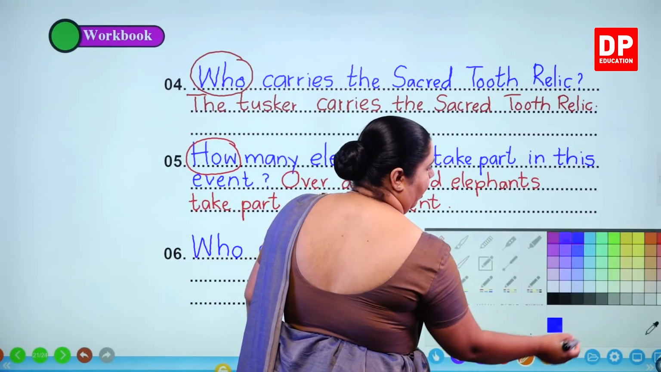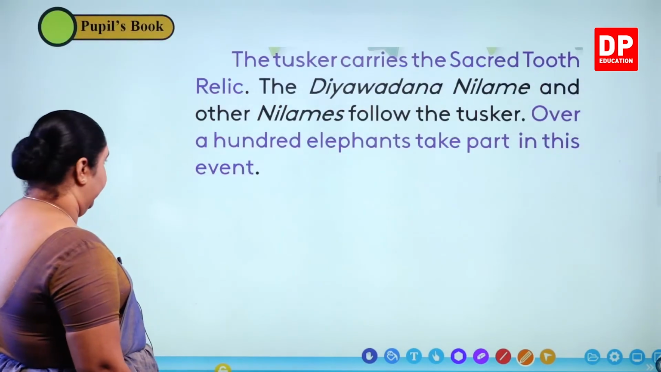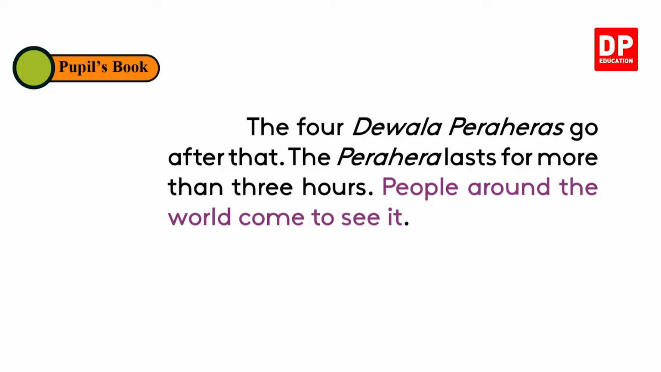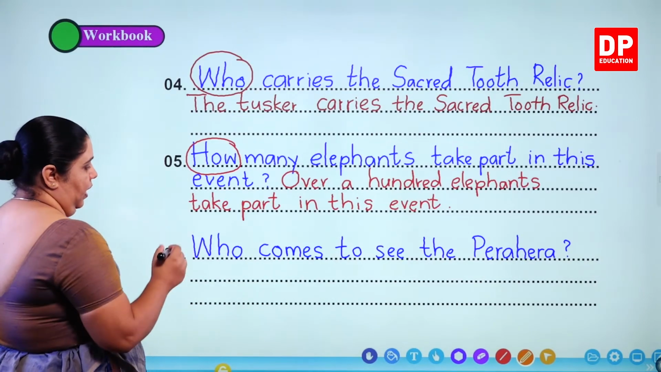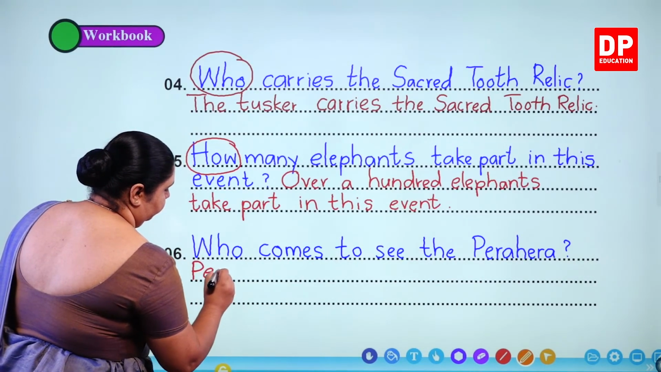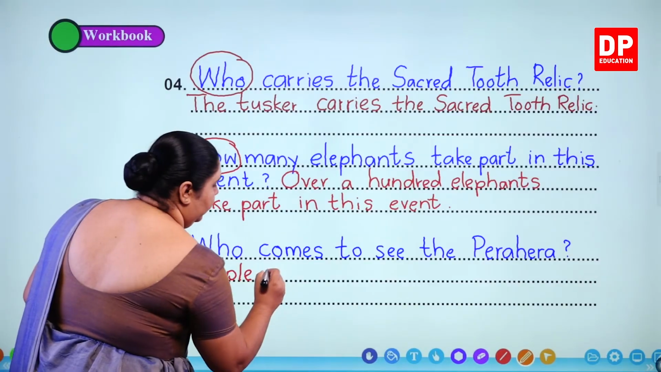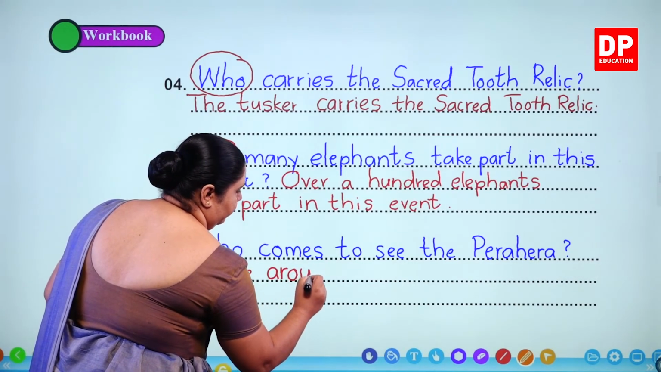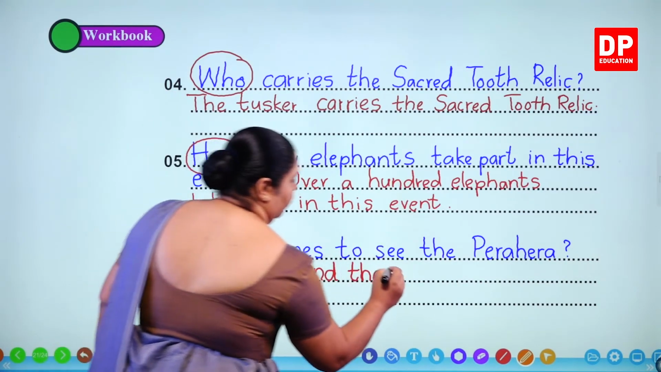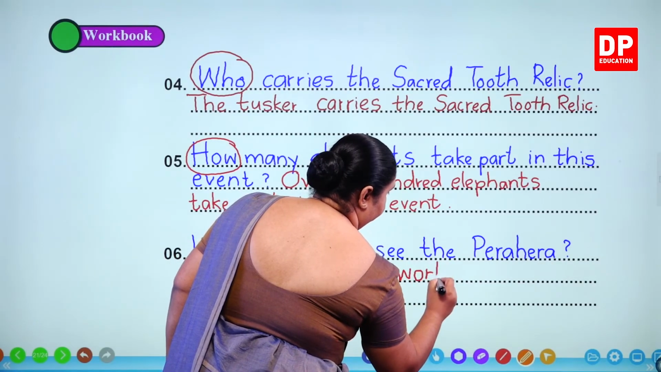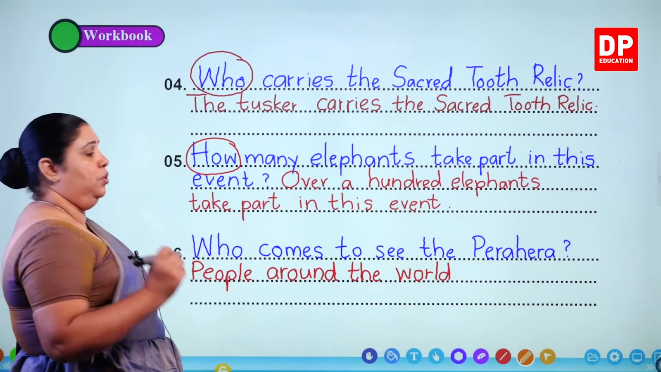Now we are going to find our answer and we are going to write. Now can you remember in the paragraph it said, people around the world come to see it. So you have to write the answer accordingly. People, you must write, people around the world. People around the world. Okay, can you see? People around the world come to see the perahera.